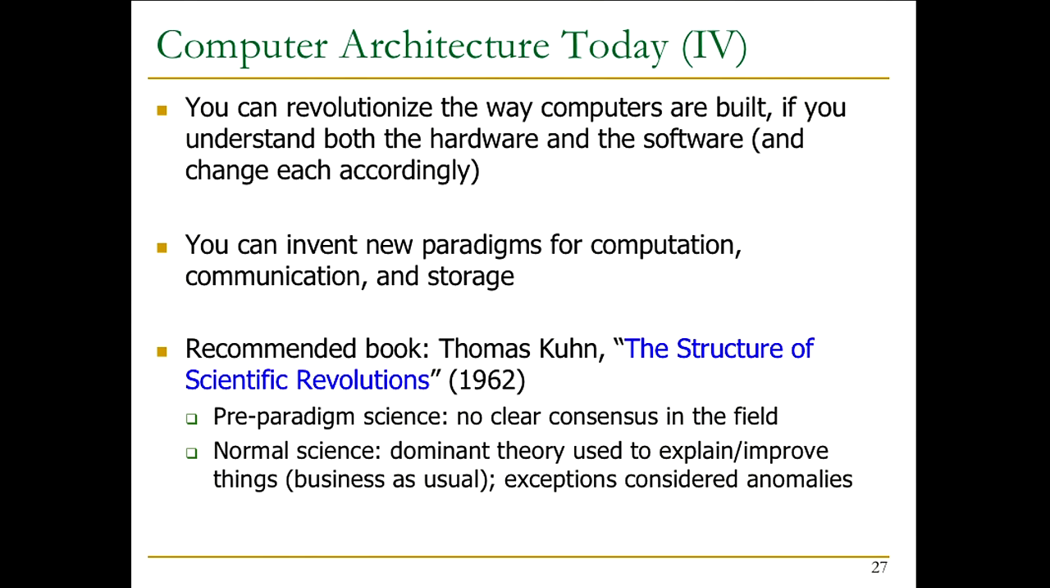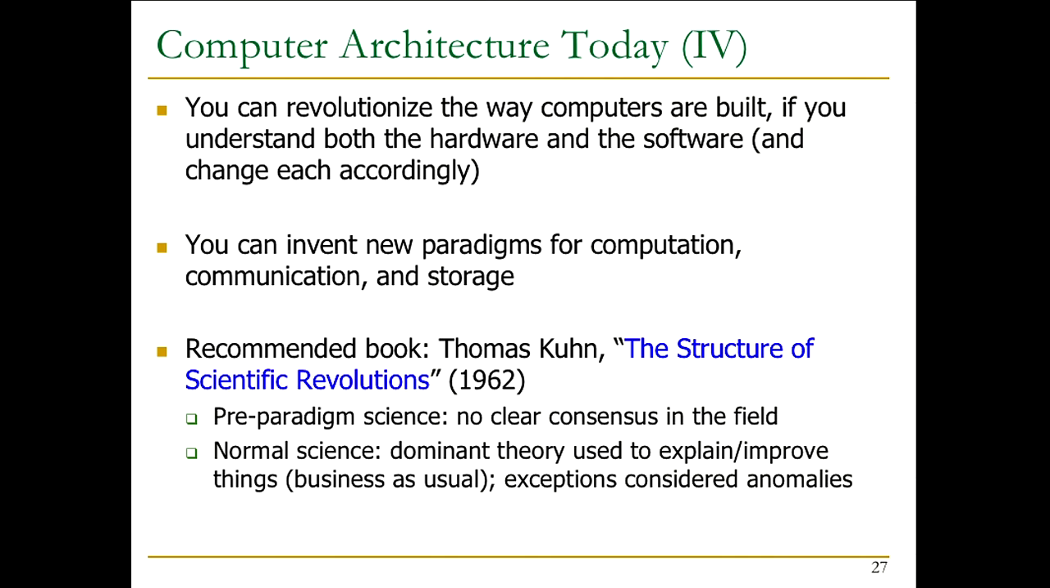So for example, 20 or 30 years ago, pipelined, superscalar, out-of-order processors were really the dominant theory. In this case, take it with a grain of salt. It's not a theory, of course, but it's really the main design paradigm of the time. And everybody was doing that. That was the dominant thing because people were able to get much better performance. And exceptions, like GPUs, were actually anomalies.